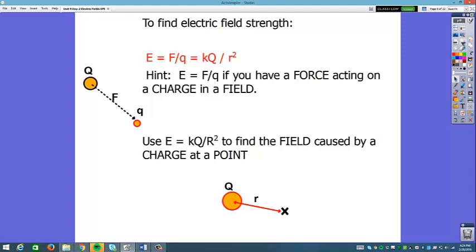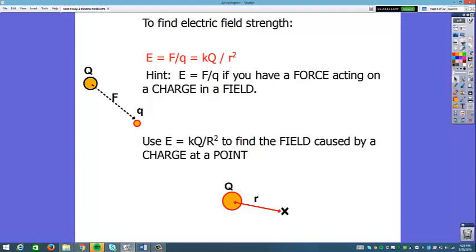If you want to figure out the magnitude of the electric field strength, then you have to use the equation E equals F over Q, or you can use the equation E equals KQ over R squared. In your equation E equals F over Q, you're going to have a force acting on a charge. If you're using the second one, then you have two charges. So just look through the problem, write down your givens, and that'll tell you which equation you're going to use.